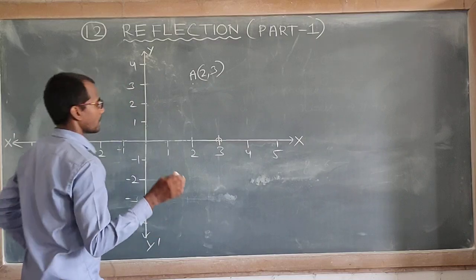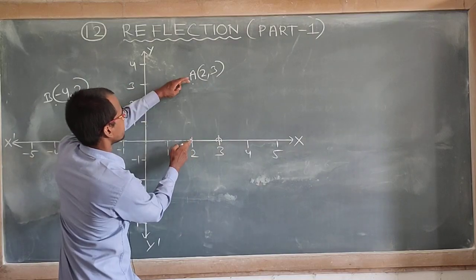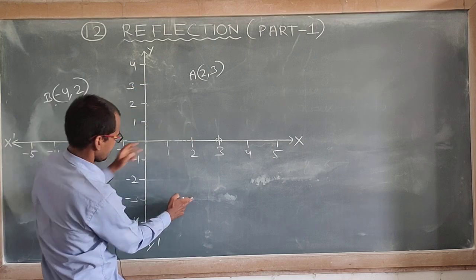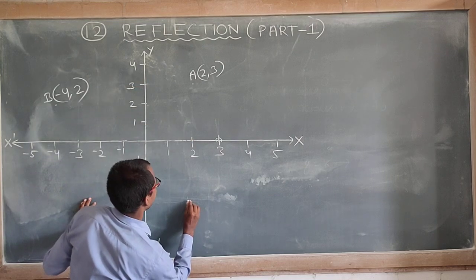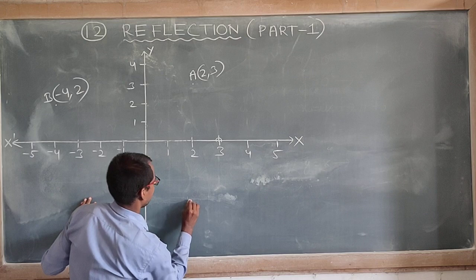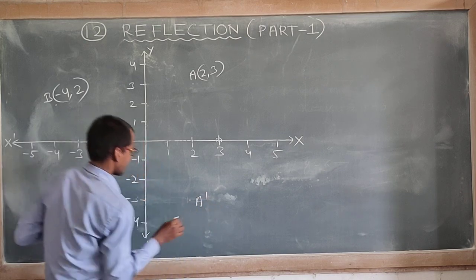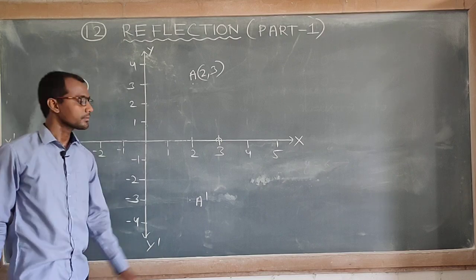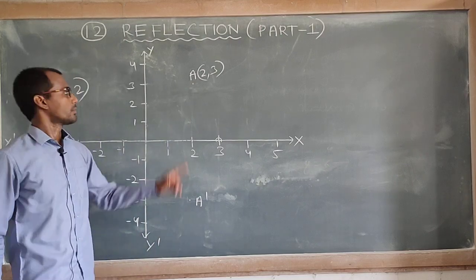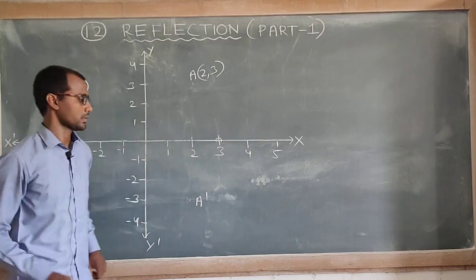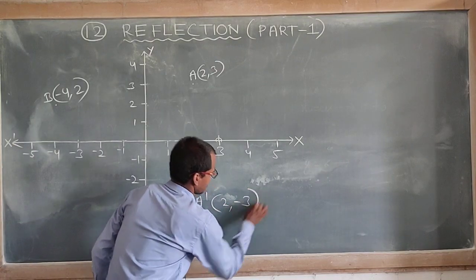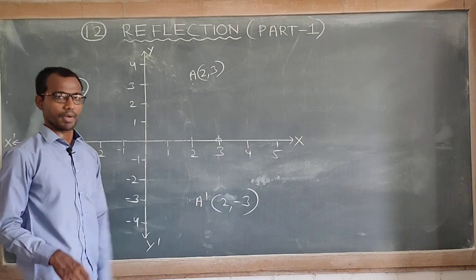So where will the image of A be formed? You can see this is 3. So 3 here, this is A'. The image of A, when it is reflected in the x-axis, what are its coordinates? 2, minus 3.